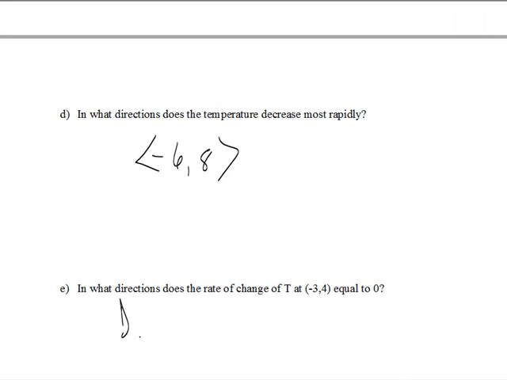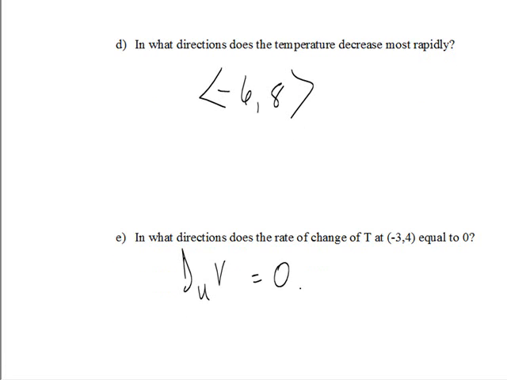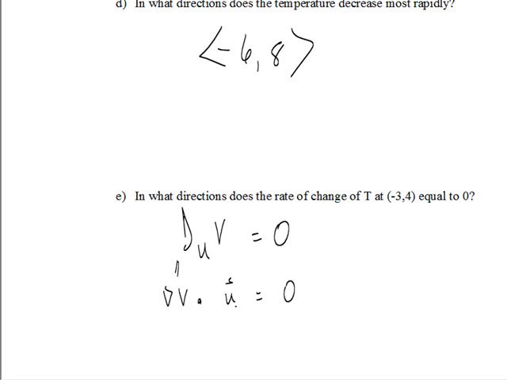What is it? The gradient? The rate of change of T is equal to 0. So you want to know in what direction. What is rate of change? Rate of change is the gradient times the vector. So in other words, you want to find a vector orthogonal to the gradient.